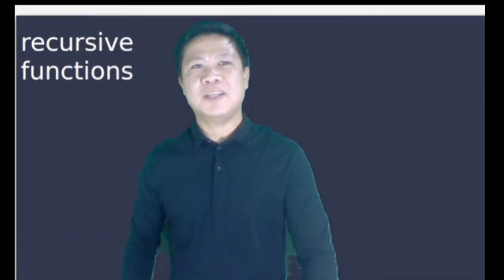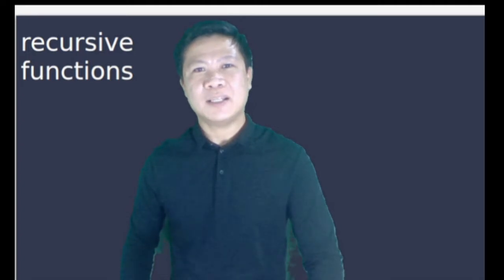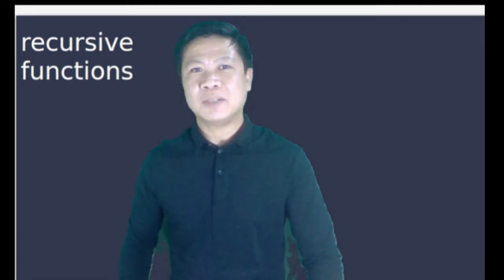In the previous video, we were able to analyze the code, compute, and get the total runtime performance. But how do we compute the total runtime of a recursive function?